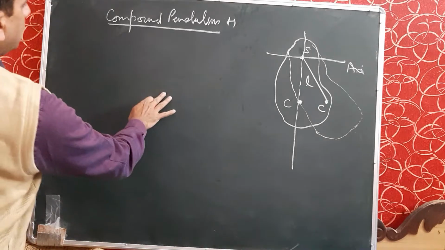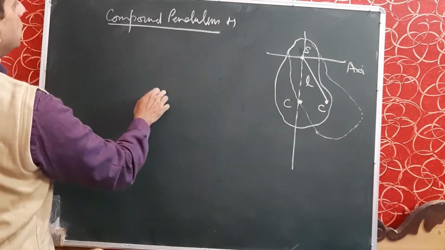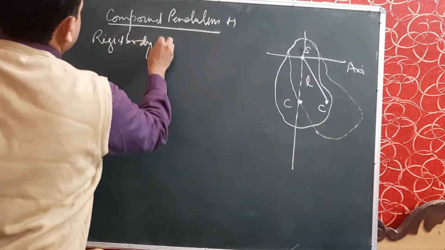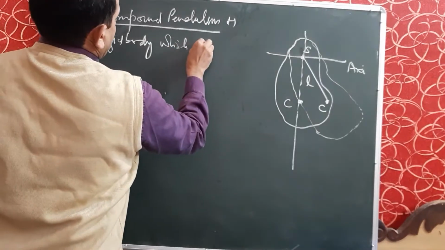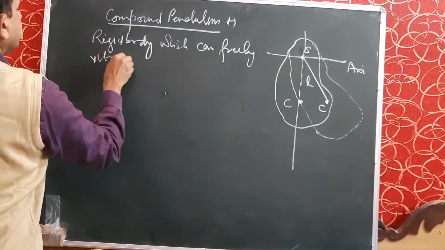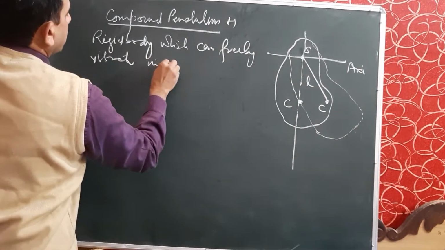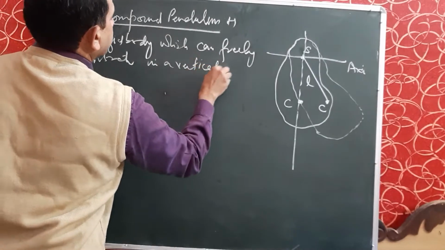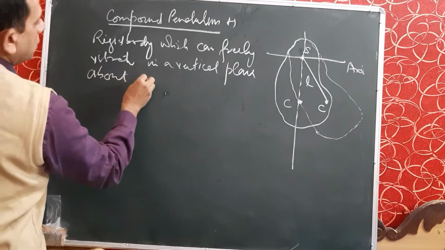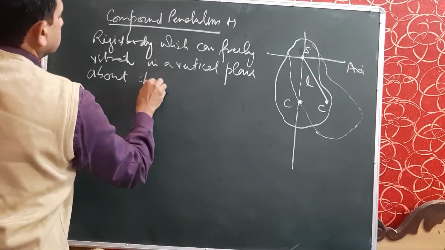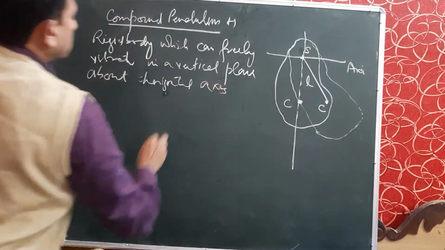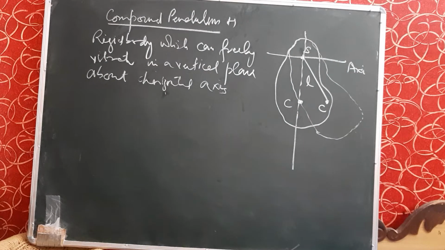So, first of all, we will define what a compound pendulum is. It is any rigid body which can freely vibrate in a vertical plane about a horizontal axis. So, it is basically a compound pendulum.